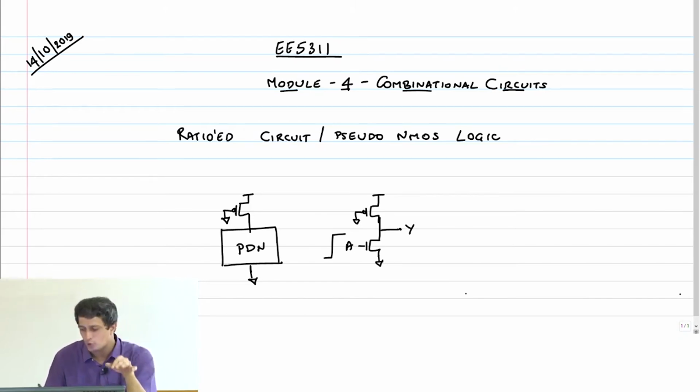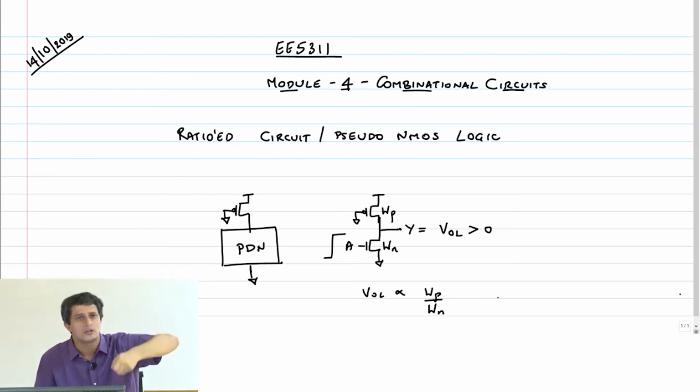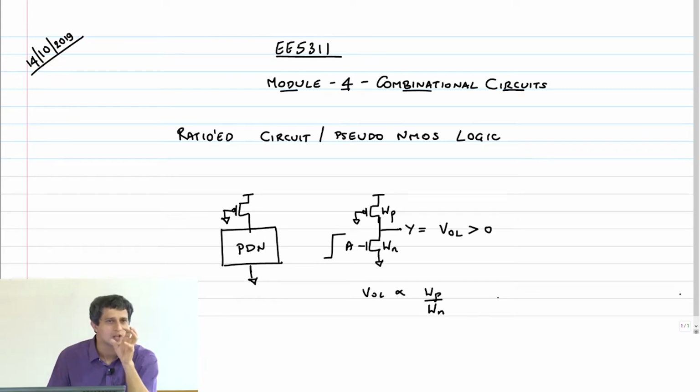And therefore the output now will land up at a logic VOL, output logic low, which is greater than 0. We did some calculations and figured that VOL is simply proportional to WP by WN, where WN and WP are the widths of the NMOS and PMOS transistors respectively. If you make the PMOS transistor stronger, it is going to pull the output high with more current, and therefore take the output closer to VDD. So you have to keep this ratio appropriate so that the output logic VOL is low enough.